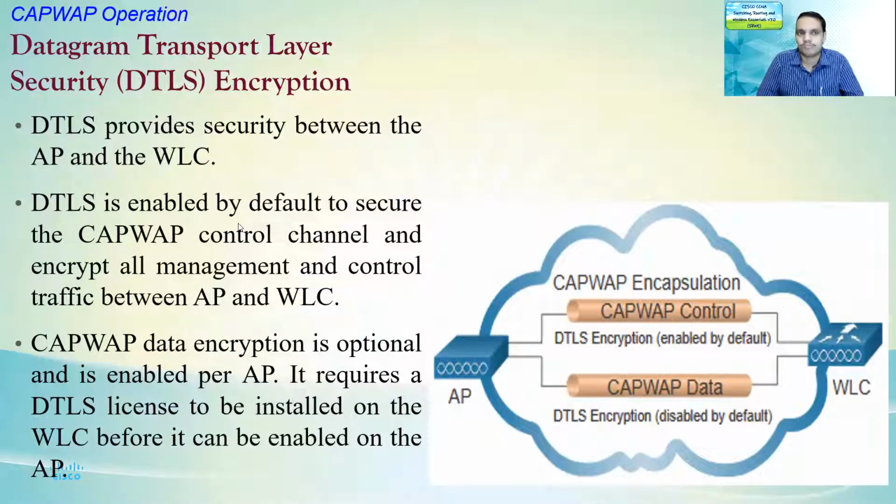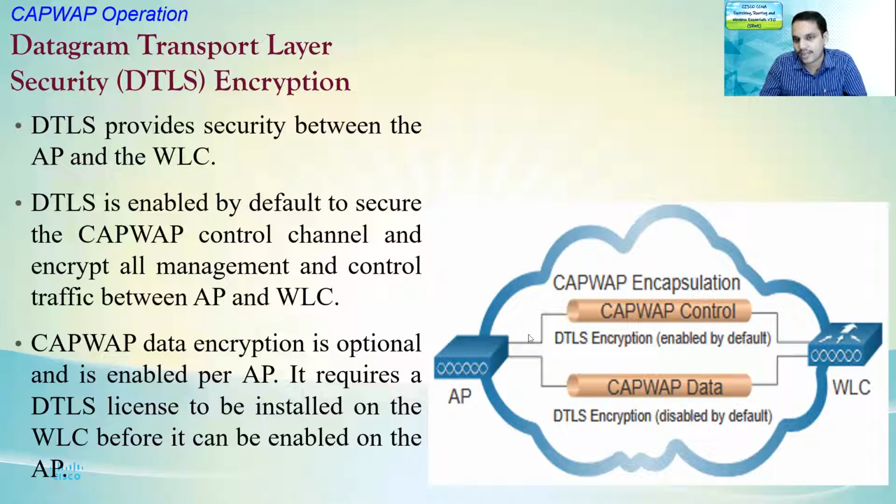Now, I just told you about Datagram Transport Layer Security, DTLS encryption. DTLS provides security between the AP and the WLC. It is enabled by default to secure the CAPWAP control channel and encrypt all management and control traffic between the access point and WLC. You can see the WLC here and the access point here.